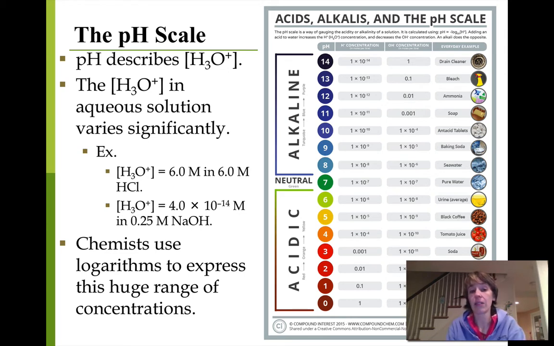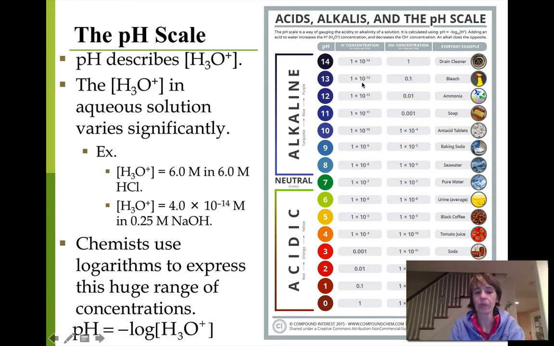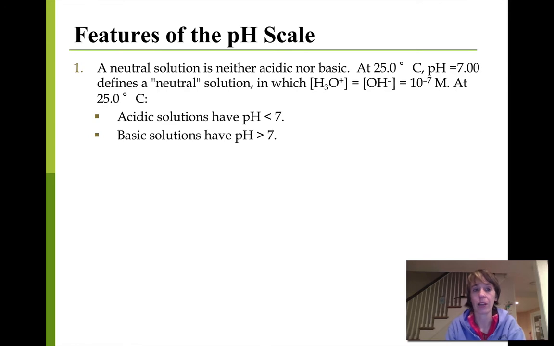So the negative log of the hydronium concentration gives us pH, and this picture is a nice colorful representation of the wide variety in concentration. Something like battery acid or stomach acid is way down here with a very high concentration of hydronium ions, all the way up here to bleach or drain cleaner, which has a very, very low concentration of hydronium ions. And that relationship, that pH is the negative log of hydronium ion concentration, is a definition that you should know.